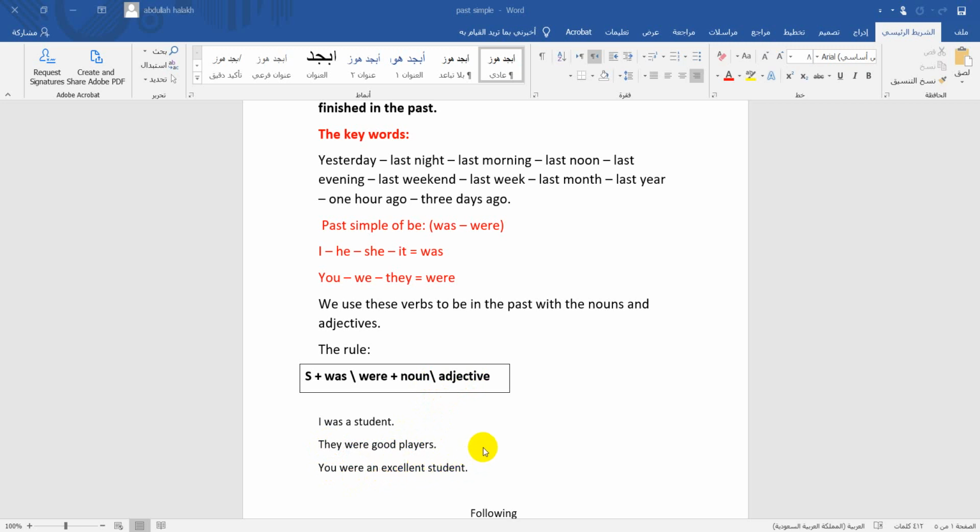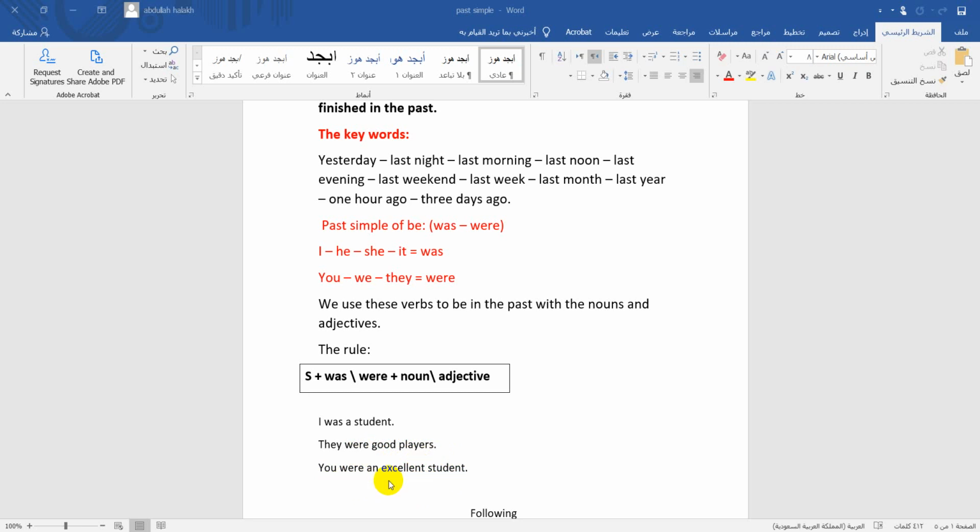لقد كنت طالبا ممتازا. طيب السؤال الذي يطرح نفسه الآن, the question which you want to ask: what is the meaning of this sentence? You were an excellent student or they were good players. Is it positive or negative in meaning? هل هذا المعنى إيجابي أم سلبي؟ It has both meanings. يعني تحتمل المعنيين الإيجابي والسلبي. Depending on the way of saying the sentence.